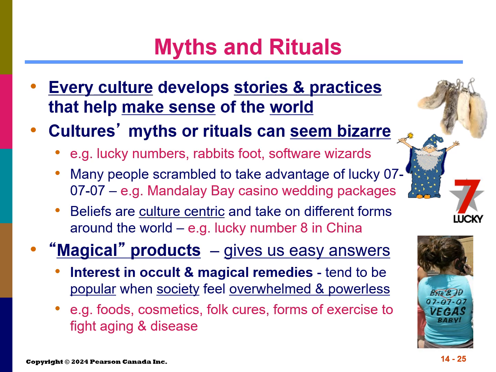For example, the number 8, pronounced ba, is lucky in China because it sounds like wealth, pronounced fa. We also see myths and rituals involving magical products that give us easy answers and simplify our lives. For example, miracle foods that prevent disease, cosmetics that magically reduce the signs of aging, folk cures for colds and flus, or forms of exercise to fight aging and disease, like the 4-minute workout that claims you can get better fitness gains than an entire hour of running on the treadmill.